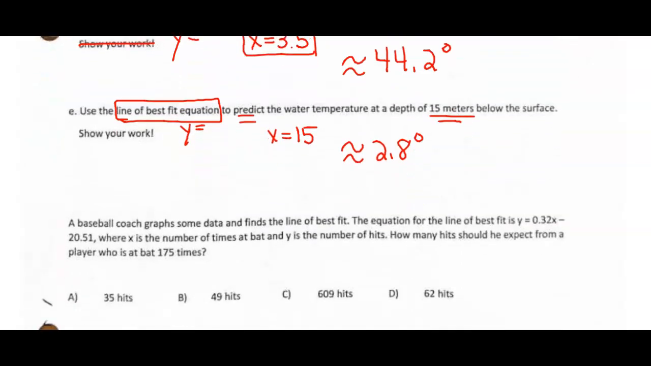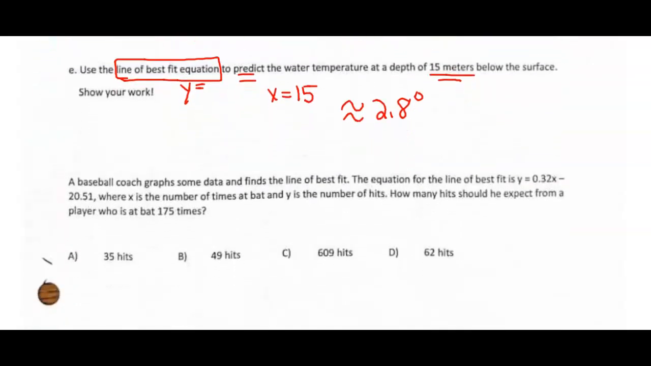Question number 2. A baseball coach graphs some data and finds the line of best fit. The equation for the line of best fit is y equals 0.32x minus 20.51, where x is the number of times at bat. Y is the number of hits. How many hits should you expect from a player who is at bat 175 times?